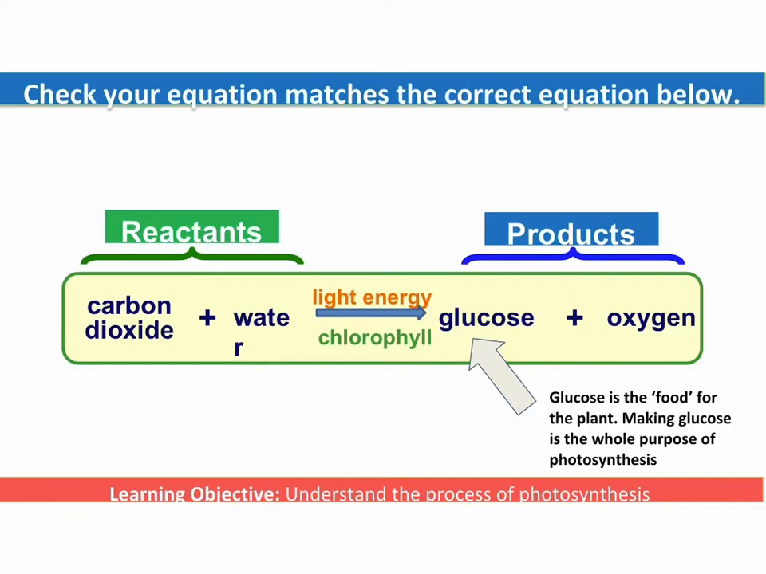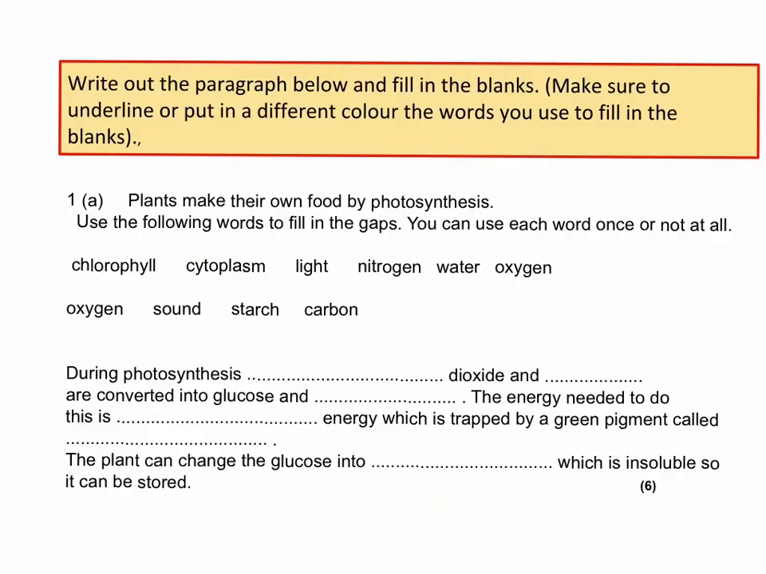As it says there, glucose is the food for the plant. Making glucose is the whole purpose of photosynthesis. The plants don't care so much about making oxygen. It's a benefit to humans because obviously we need oxygen to breathe. But the main purpose of photosynthesis for them is to make glucose, to make their food. So that's the key bit for this.